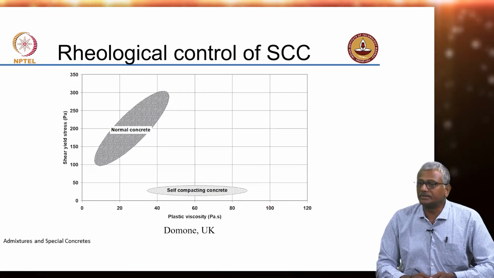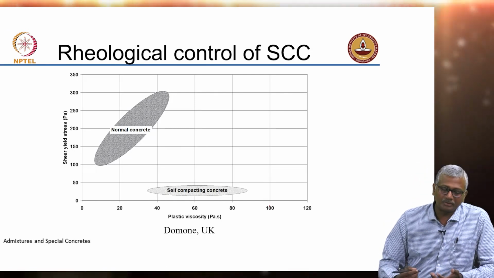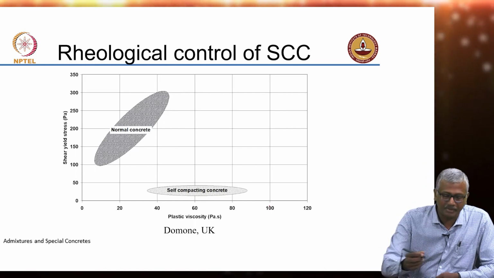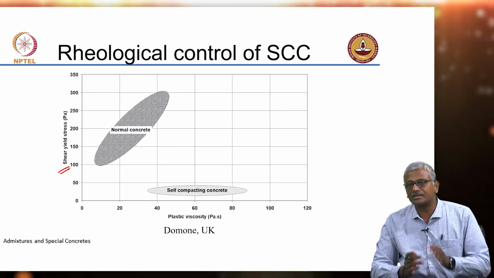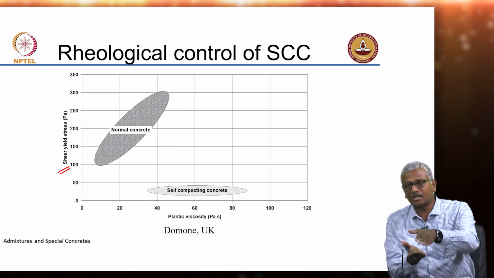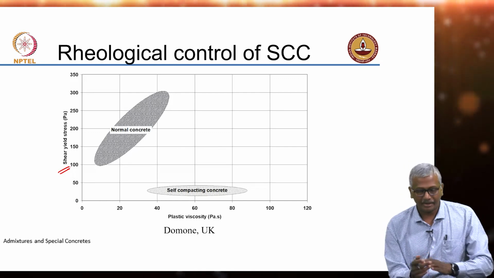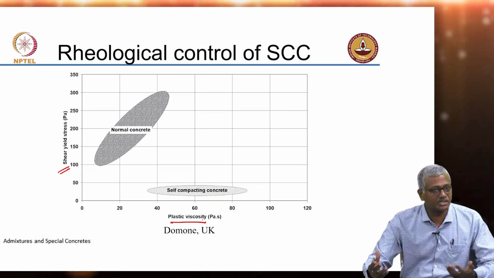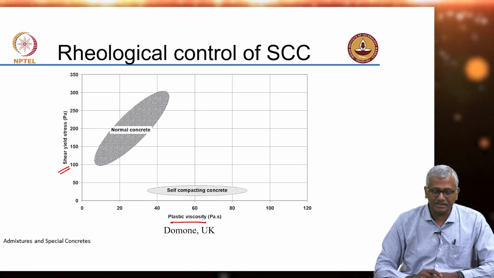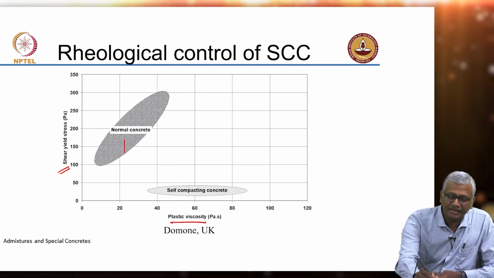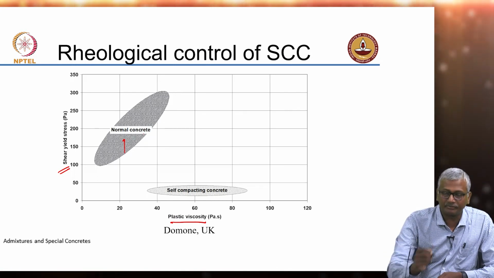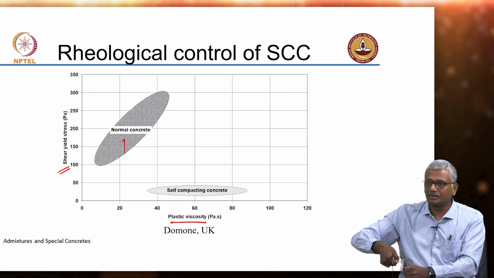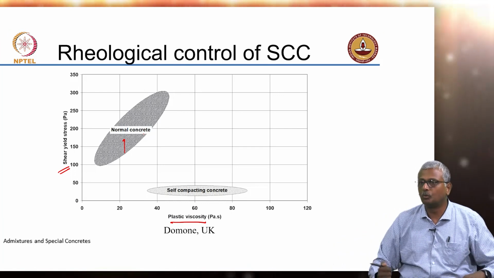So, how do you control the rheology of SCC? If you talk about it in terms of the normal rheological parameters that we talked about in the rheology chapter, you have the shear yield stress, that is the minimum stress needed to start the flow, initiate the flow. And then plastic viscosity, which deals with the resistance to flow once flow is initiated, right? So, in this case, normal concrete generally has a high yield stress and a low viscosity. Because you know that when you put the vibrator needle into the concrete, it starts immediately moving.